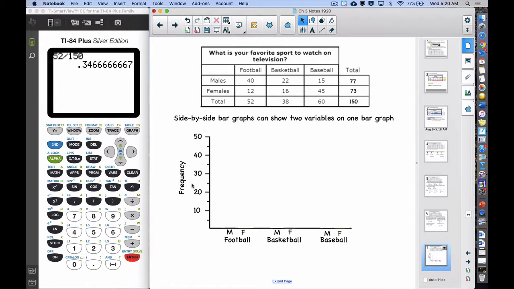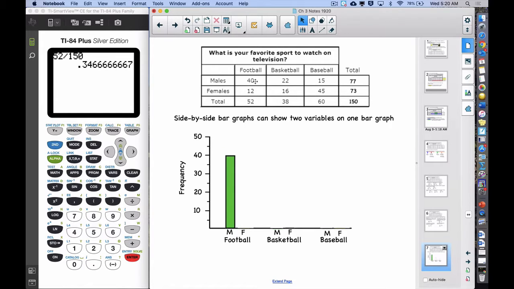So, for example, this is a frequency bar graph. A lot of times these side-by-side bar graphs, they'll make into relative frequencies where these are percentages, but the numbers here are fairly small, so I just made a frequency side-by-side bar graph. But basically what I do is, for this one, I decided to have the sports be my main categories along the bottom.